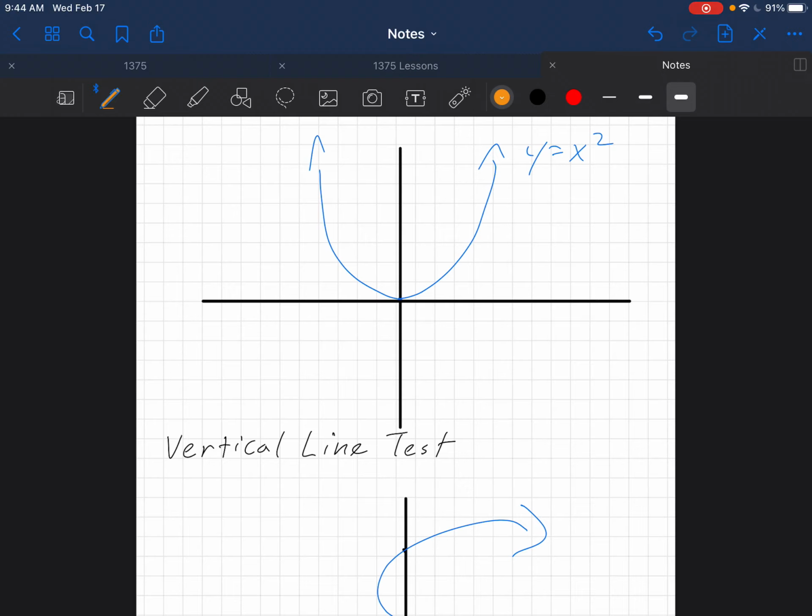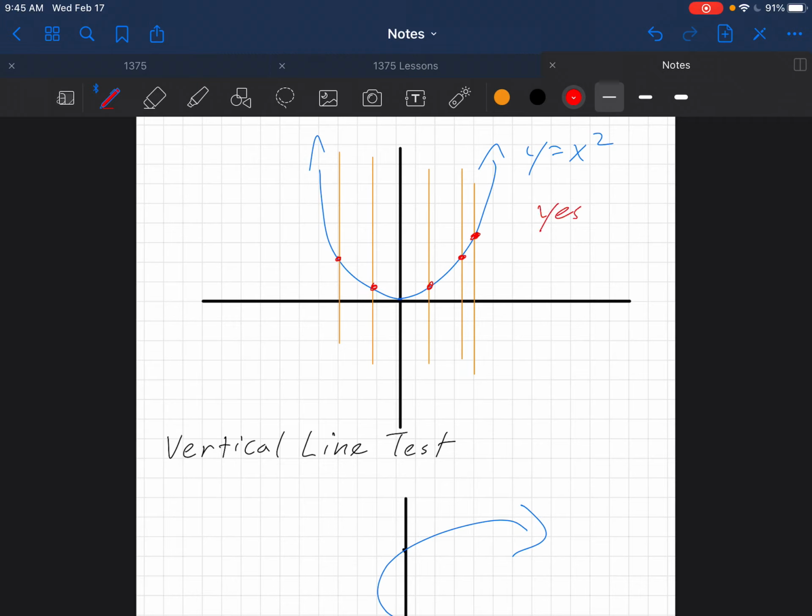And all it says is that if you take a vertical line and you intersect this graph, you should only be able to intersect it at one point and only one point anywhere on the graph. So if I take all these vertical lines and put them in these random spots, you can see that these vertical lines are only intersecting this y equals x squared function at these singular points right here, which indeed makes y equals x squared a function.